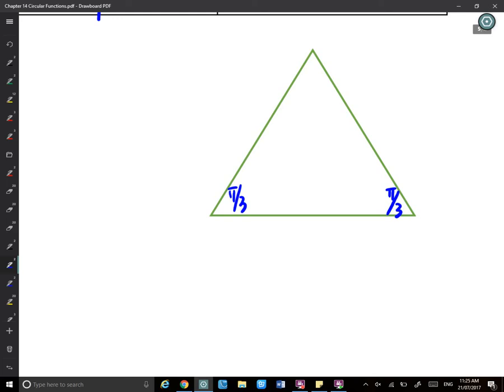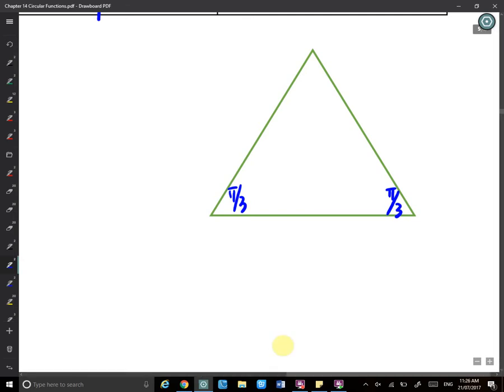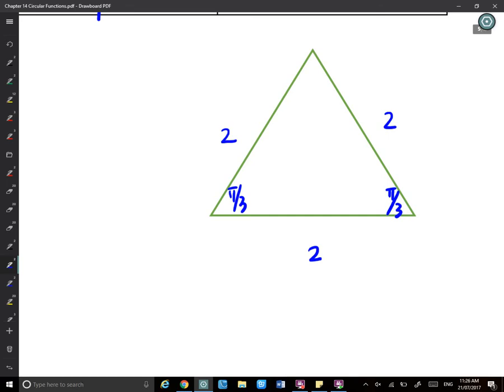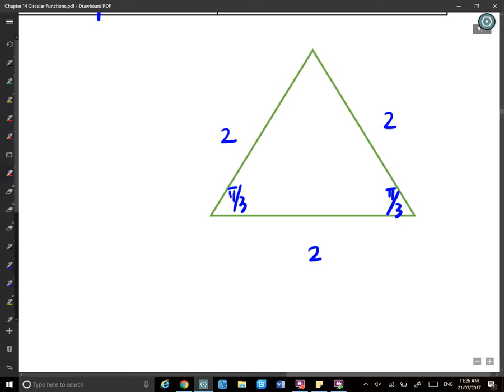Same as the top one, but I'm not going to write the top. I'll just make any length. I'll say the length is 2 because it's easier for me to calculate. You can say 1, you can say 3, you can say 10. It depends on you, but the ratio will be the same. I'll say that's all 2, 2, 2. What I'll do now is cut this triangle in half by a perpendicular line to the base.